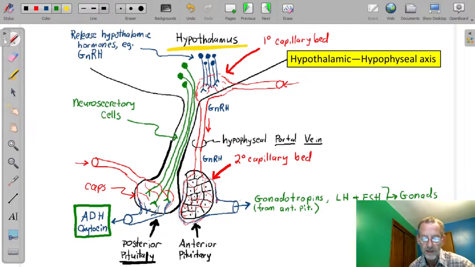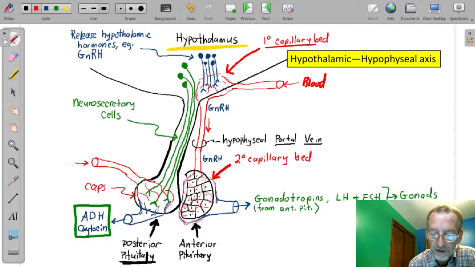So the anterior pituitary is a little bit more complicated. It's sort of a two-step process. So the neurosecretory cells are still in the hypothalamus. They're shown in blue at the top, just to the right of the green neurosecretory cells. And these hypothalamic neurons release hormones. So these are hypothalamic hormones from the hypothalamus. And those hypothalamic hormones are picked up in another capillary bed. So again, this is blood entering the first of two capillary beds.